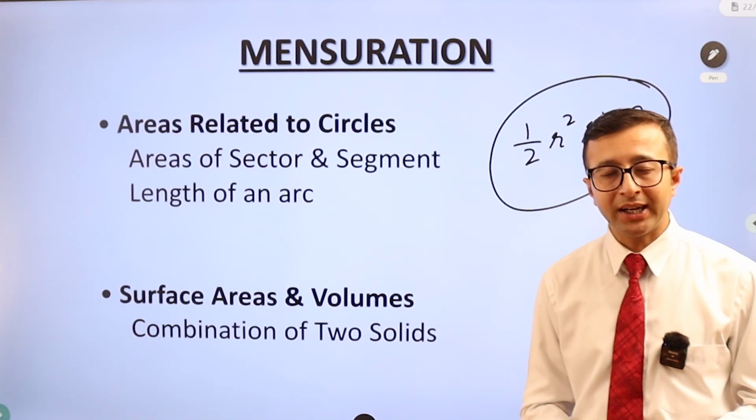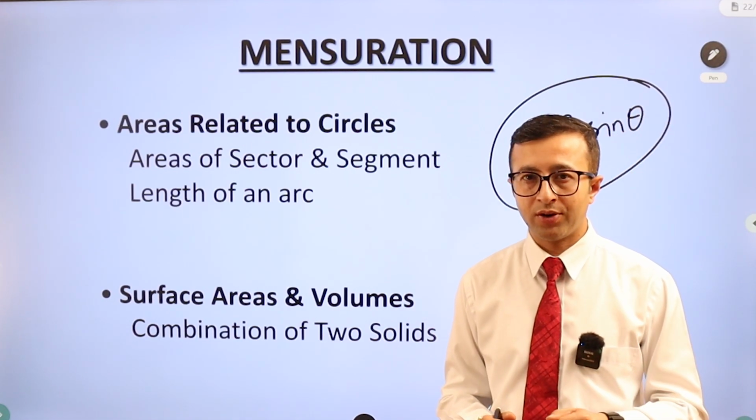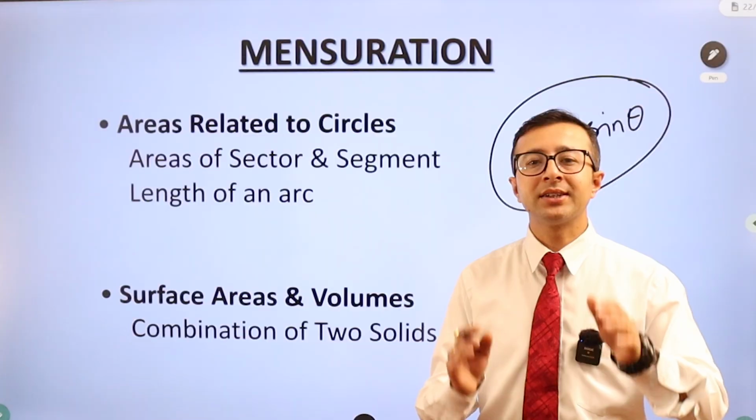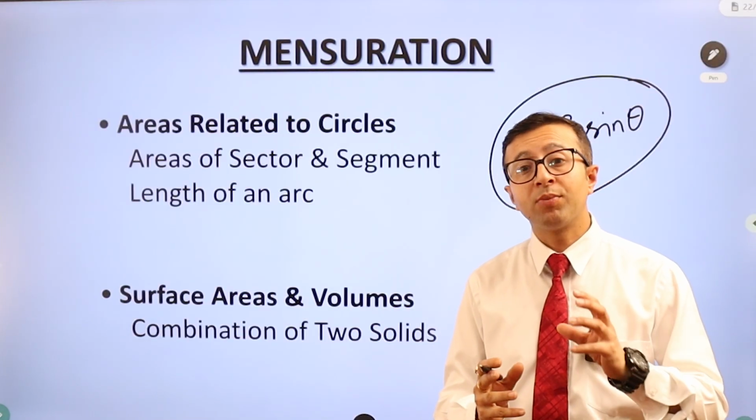Another is surface areas and volumes. Two exercises from the book. First, dealing only with surface area. Second is volume, but a combination of two solid shapes.